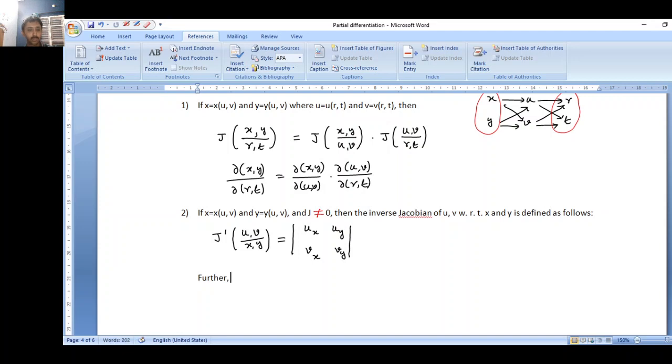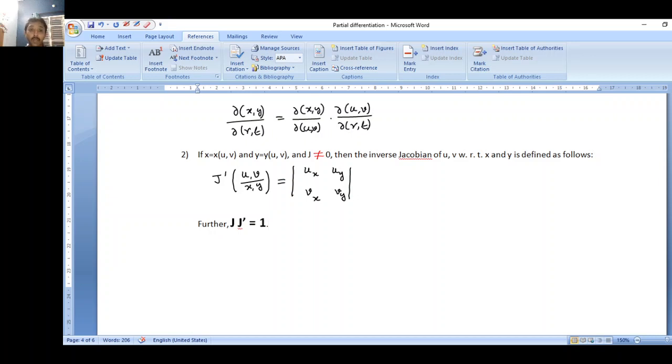Further, it so happens that J into J dash, which is basically the product of J and J dash, is always going to be equal to 1. Okay, so this is a very important result, so I would like to highlight this. Find out J and find out J dash. It so happens that the product of them is going to be 1. So basically the product of Jacobian and its inverse is always going to be 1, is what this property says. And very importantly, the inverse Jacobian exists only when the value of J is not equal to 0.